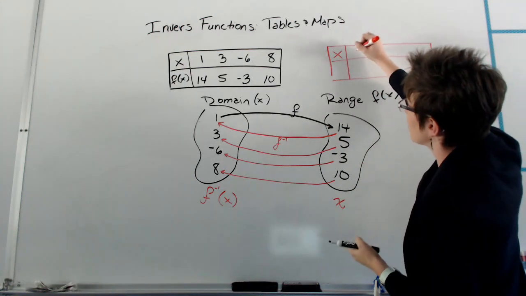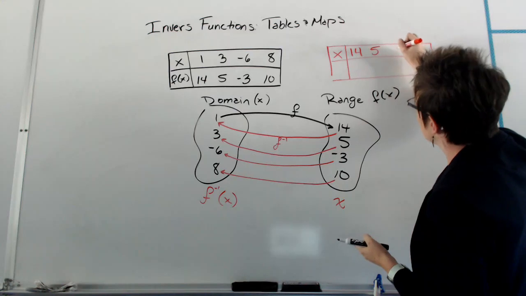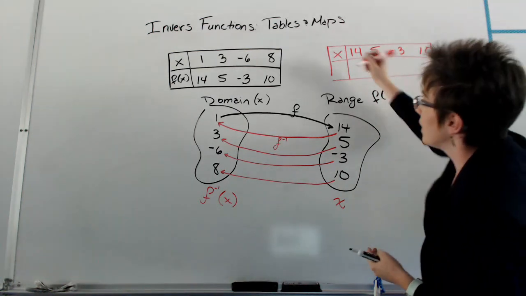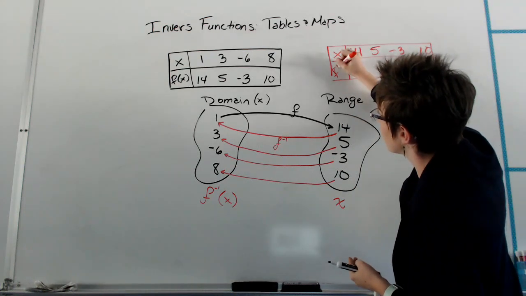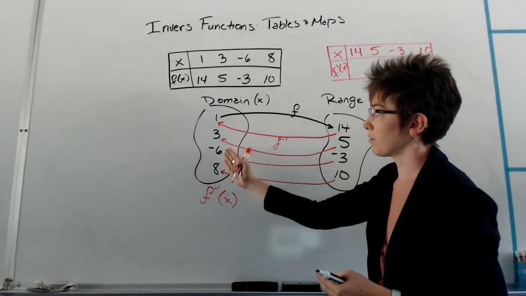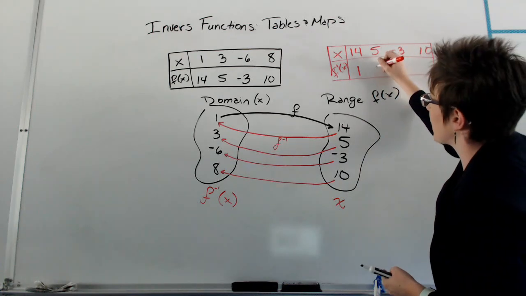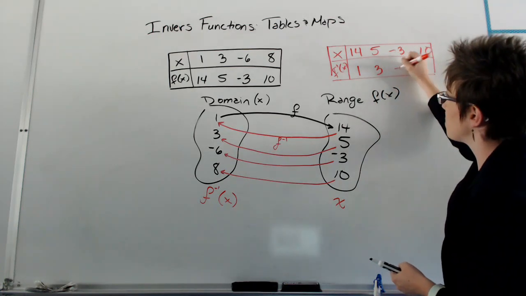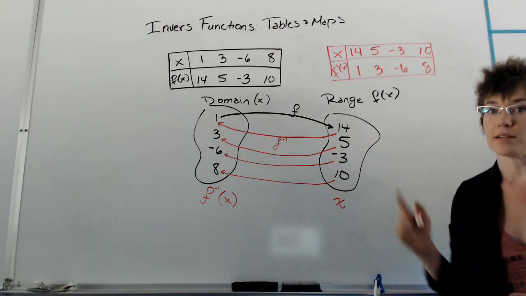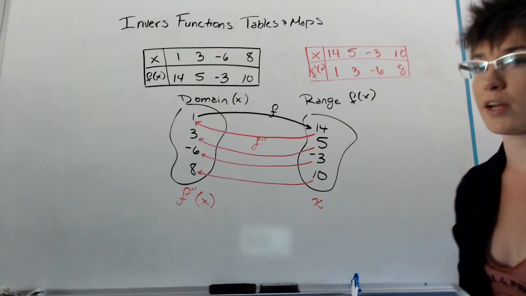So my x values are 14, 5, -3, and 10. And my outputs for f inverse of x in order are 1, 3, -6, and 8. So 14 goes back to 1, 5 goes back to 3, -3 goes back to -6, and 10 goes back to 8.